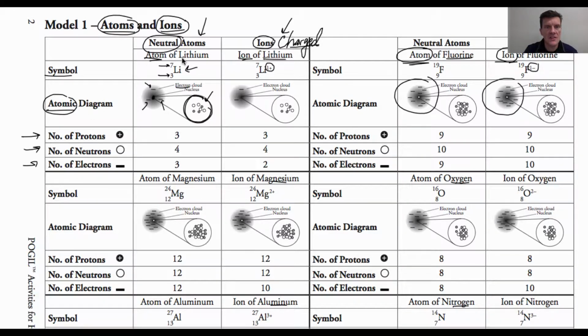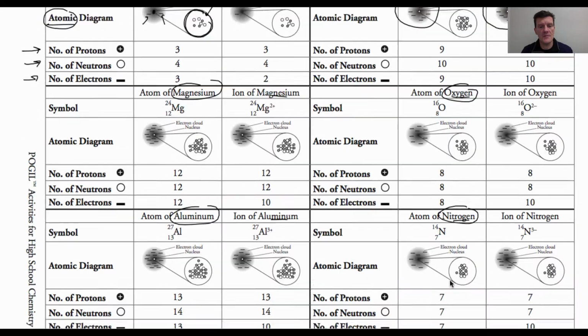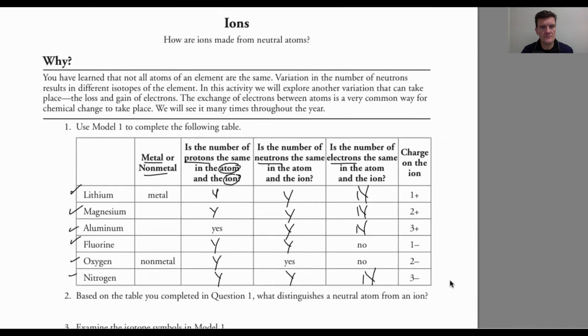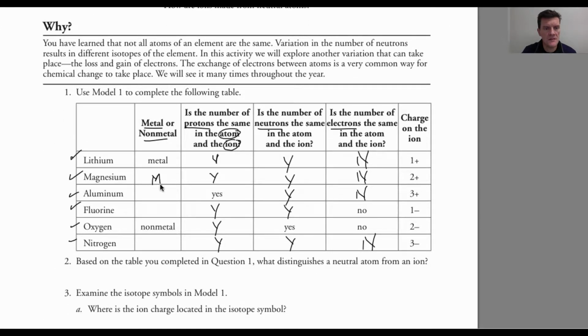So lithium, if you find it on the periodic table, you will find it on the left side. Lithium, magnesium, aluminum are all metals. Fluorine, oxygen, nitrogen are all on the right side of the periodic table. They're all non-metals. So let's go ahead and fill that in. Metal, metal, metal. It's going to be a non-metal, non-metal, and non-metal.